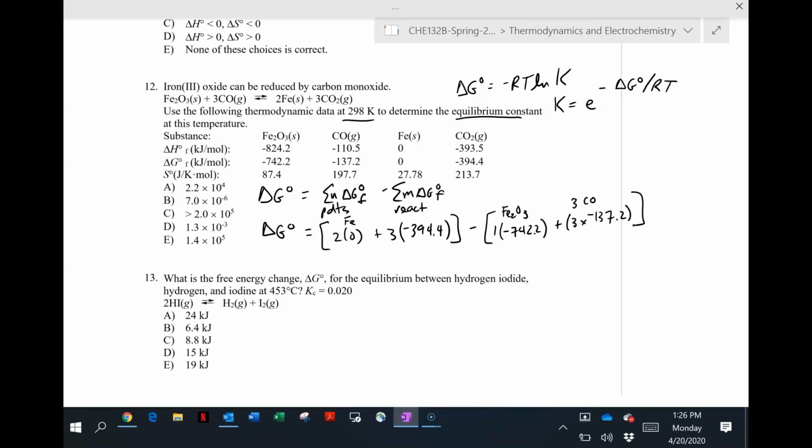Let's see. So parentheses 3 times 394.4, which is negative, minus 742.2 minus parentheses 3 times 137.2, which is negative, and that all comes out to be negative 1500 is what I'm getting there. Did I leave a negative out or something here? I did.